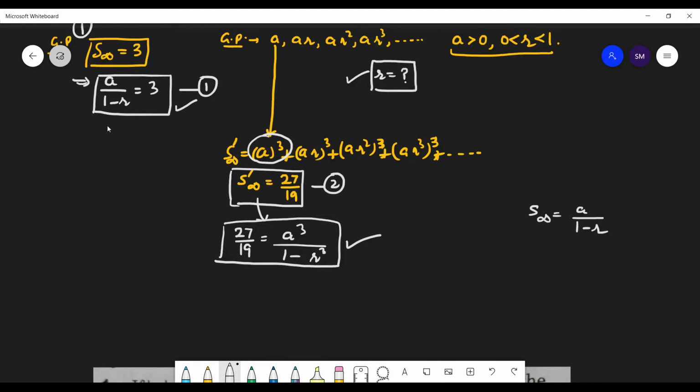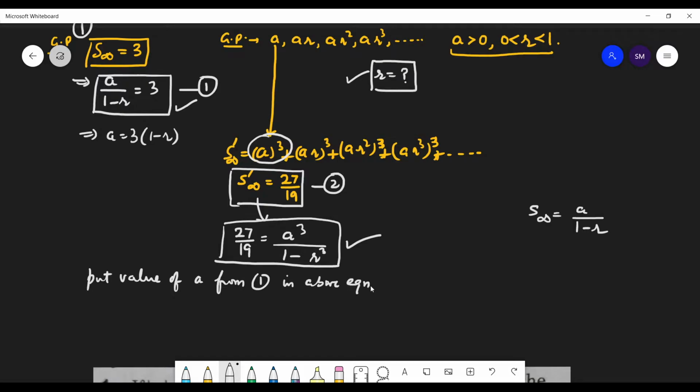So what you can do? From here, find the value of A and put it here. Okay. So what's the value of A from here? A is equals to 3 into 1 minus R. So 3 minus 3R. Put value of A from first in above equation.